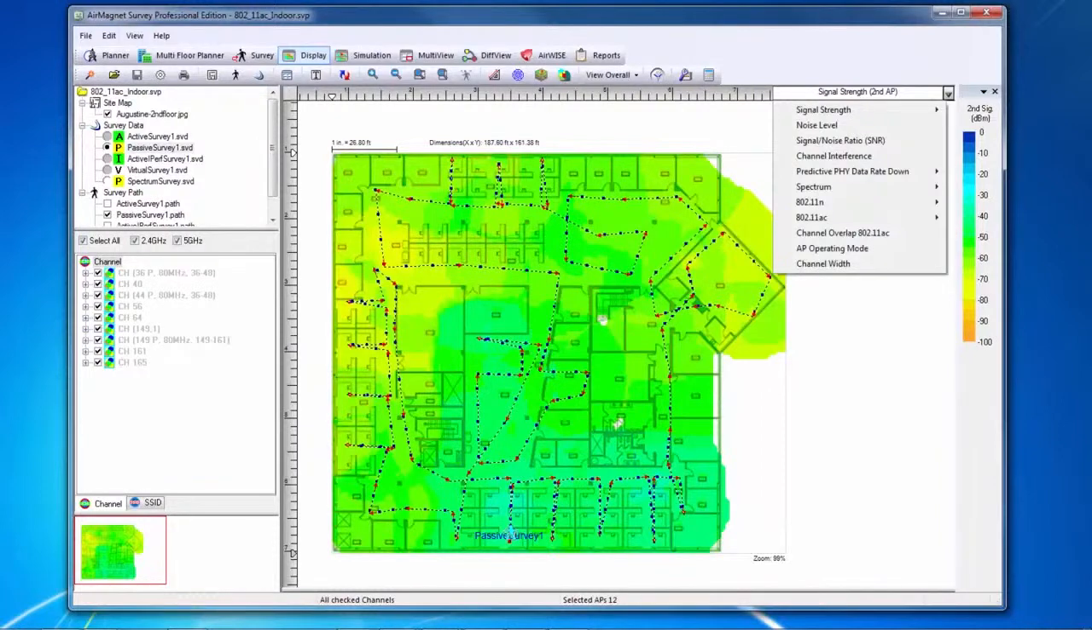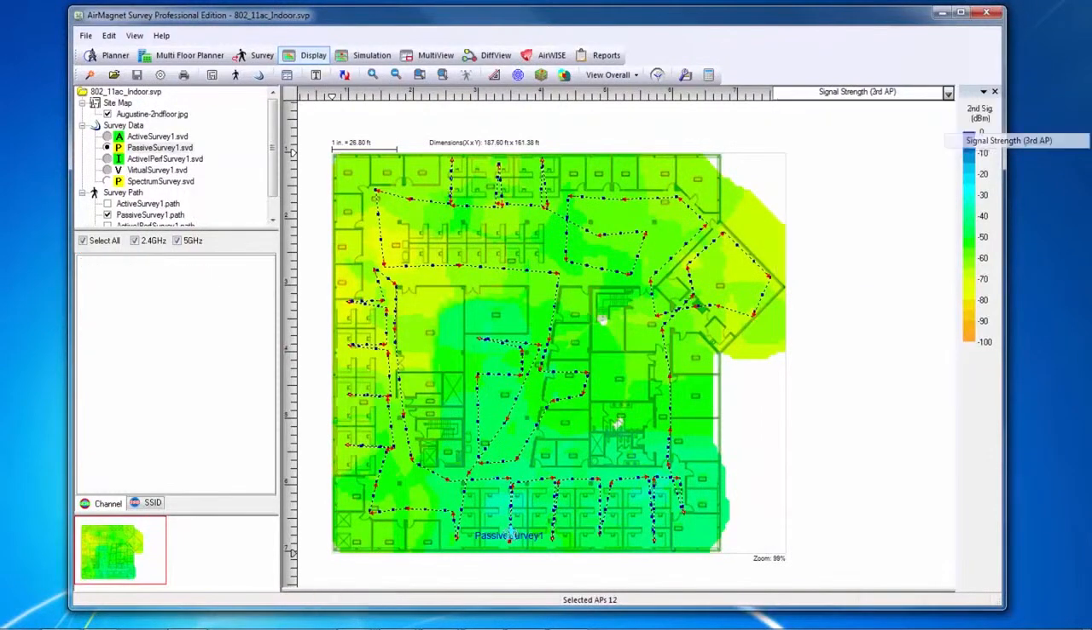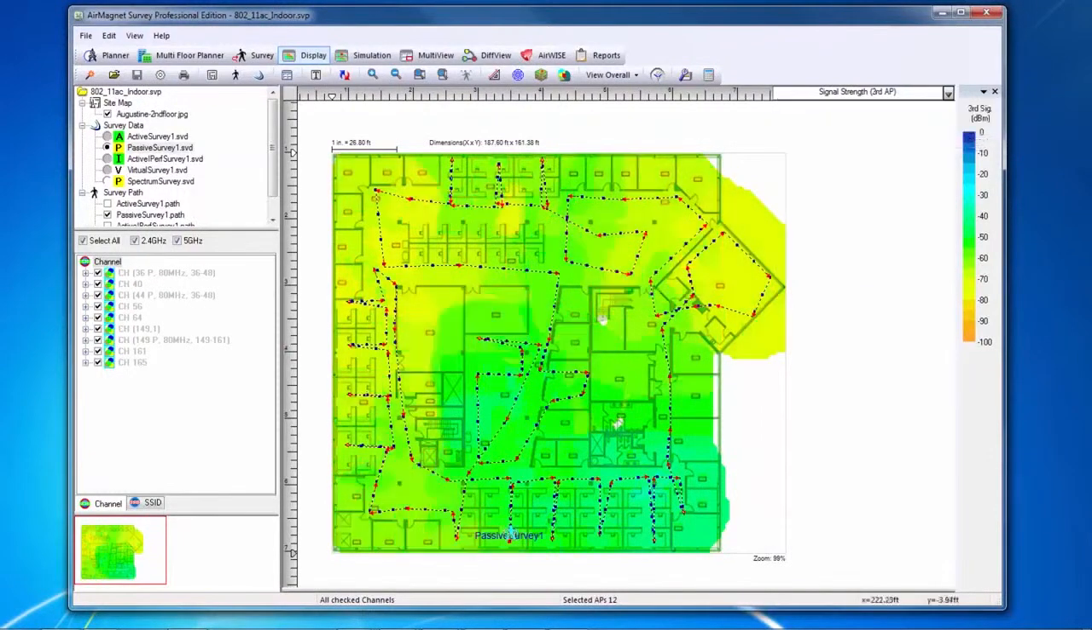Looking at first, second, and third AP signal strength heat maps can be valuable in understanding whether or not I have overlapping coverage throughout my site. Overlapping coverage is often important in voice deployments or in mission-critical situations, where the failure of a given access point cannot take down the network in that area.